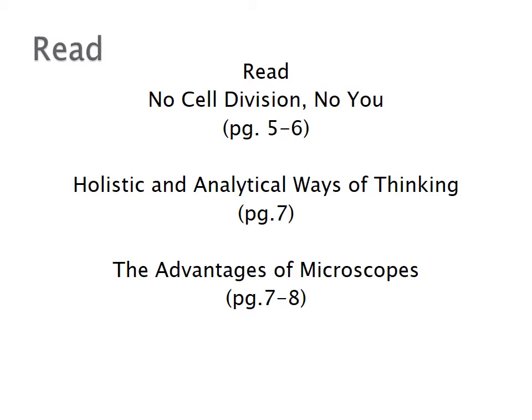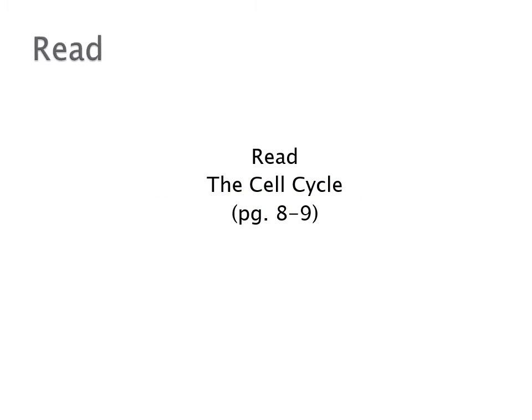Now these are some selected parts of your textbook that offer support for what we'll be covering today. If you want to, you can pause and read through this. No cell division, no you on page 5, 6, holistic and analytical ways of thinking on page 7, and the advantages of the microscope on page 7 and 8. Again, it's just supportive material. You don't need to read it, but it might help further explain the topic. That's also true for the cell cycle on page 8 to 9, although that is what we're going to be going through in this lesson.